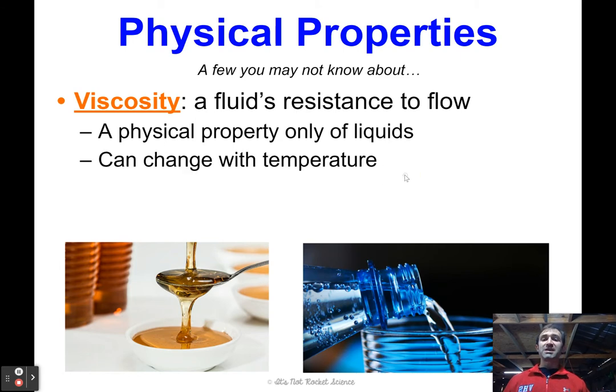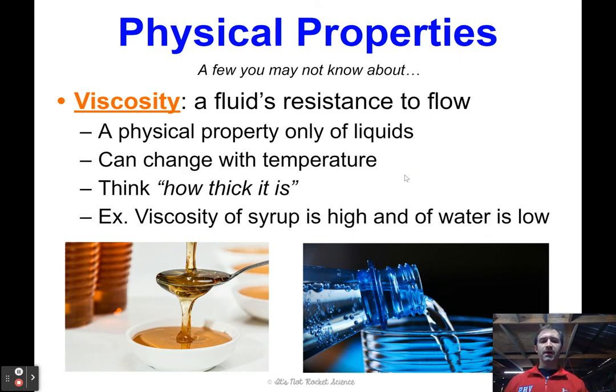All right, so viscosity. You might not have heard of this one before. Maybe you have. When I think of viscosity, I think of syrup. Syrup would be a substance that has a high viscosity, right? It's thick. Think how thick it is, right? So viscosity is the resistance to flow. If you pour water, it'll just flow pretty easily.